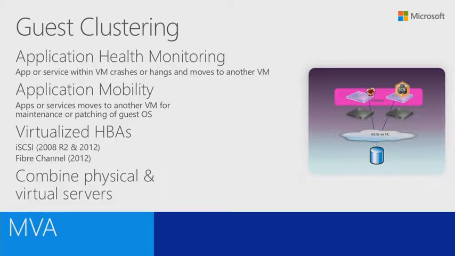So for example, let's say I have a SQL server running inside a VM. Well, if I need to patch the operating system of that VM, I could fail over the SQL server to the other node. If that VM crashes, the other node will detect it. It will fail over that SQL server. So this essentially gives us resiliency inside my guest operating system.